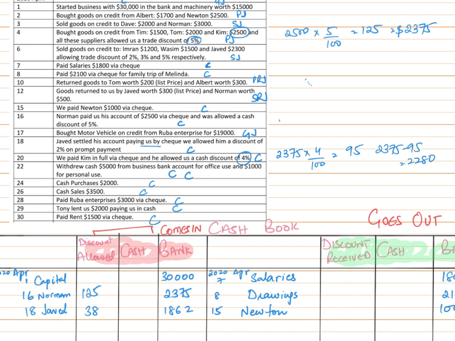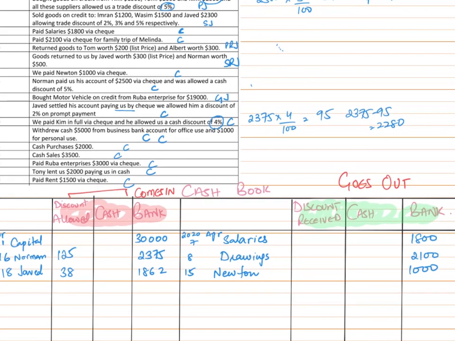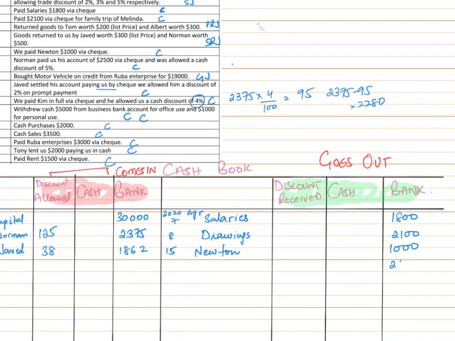How did we pay him? We paid him via check. So this 2280 would come out of our bank account, and we can write the date as well, 20th. Now since bank is getting credited, who's getting debited?